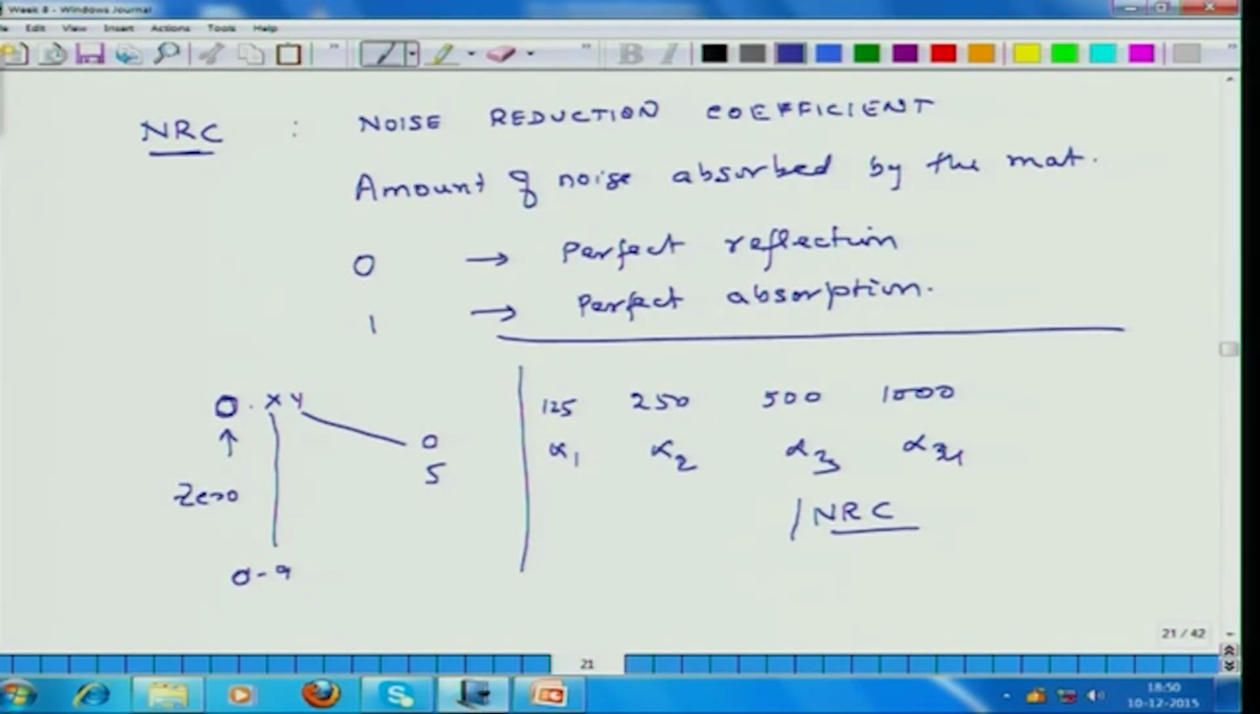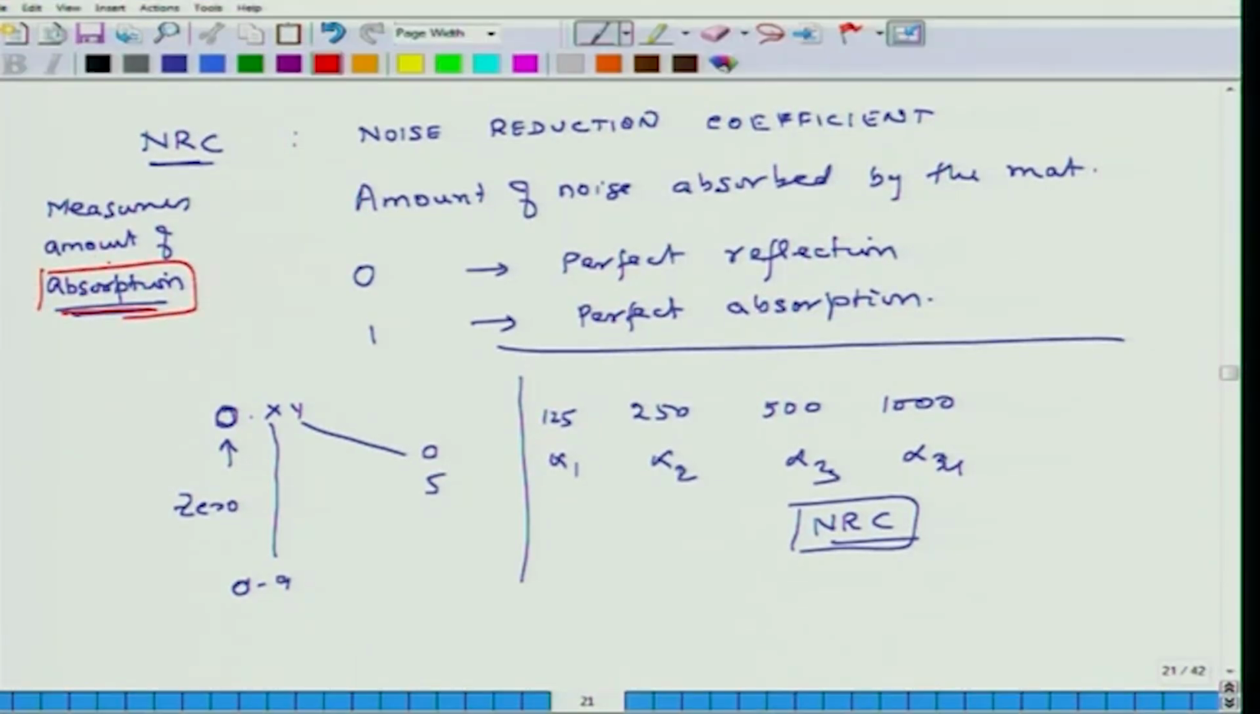So this is the noise reduction coefficient. What does it measure? It measures the amount of absorption. This is different from STC, which is the amount of sound which is getting blocked. This is only about absorption.